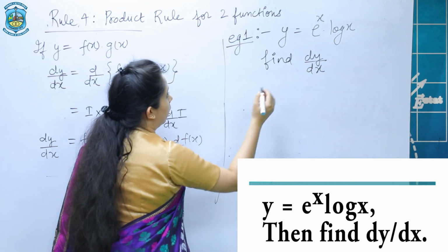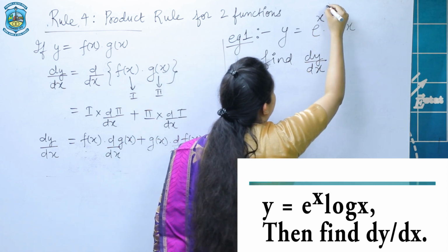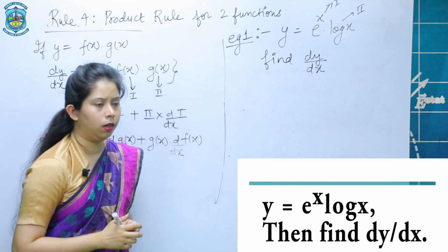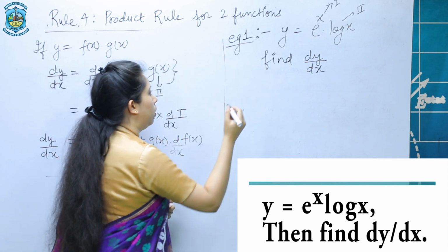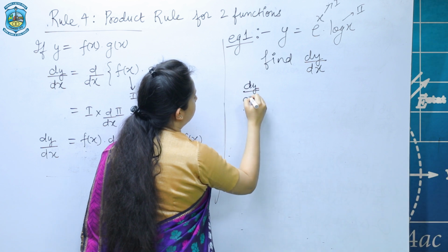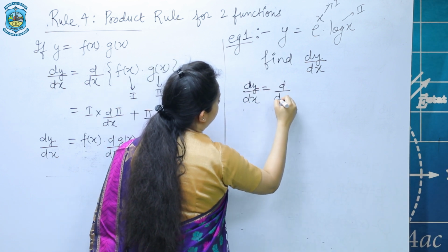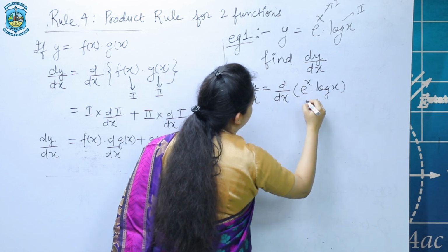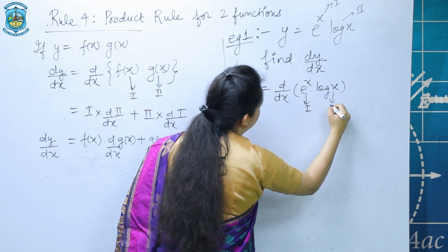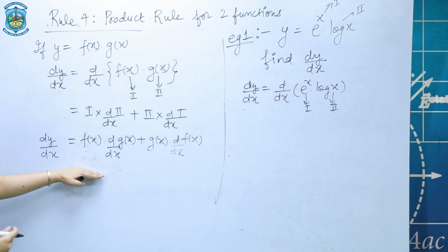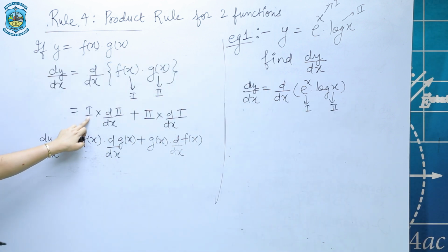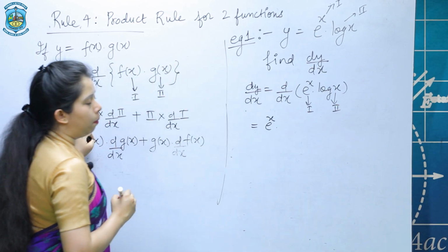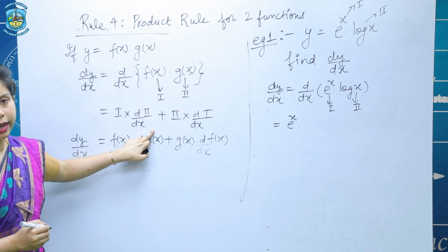So consider any one of them as the first function. I am marking e raised to the power x as the first function and log x as the second function. You can consider vice versa also. So that will become dy by dx is equal to d by dx of e raised to the power x into log x. This is my first function and second function. According to the rule, the first function is kept as it is, so e raised to the power x will be kept as it is, multiplied by the derivative of the second function.